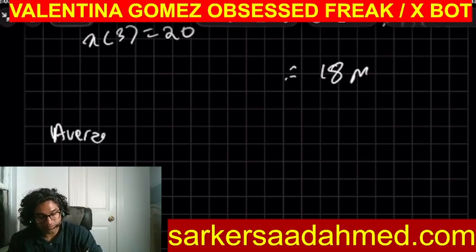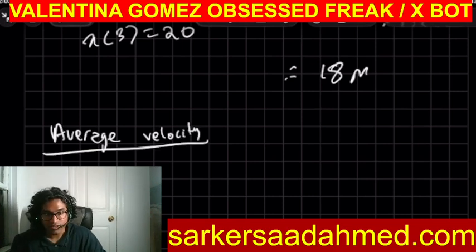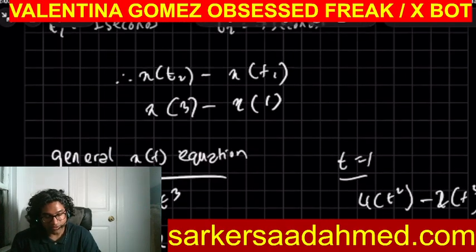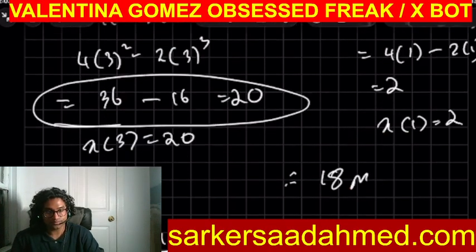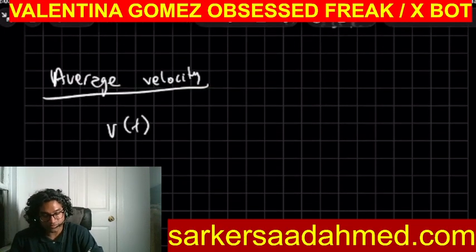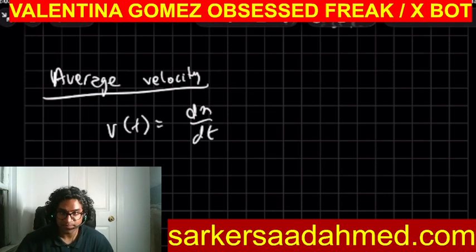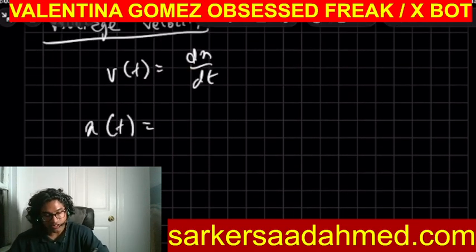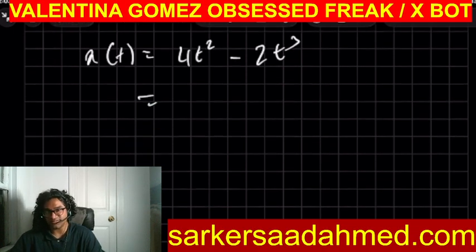Average velocity, or usually you just call it velocity. First of all, to calculate the velocity, you typically differentiate. So we have 4t squared minus 2t cubed. Now, v of t is dx by dt. My general x of t equation is 4t squared minus 2t cubed, and obviously you can differentiate that.